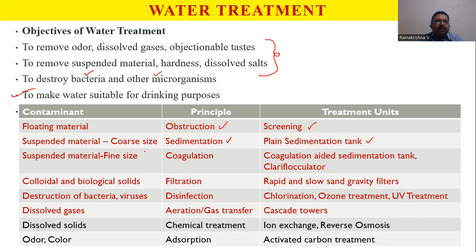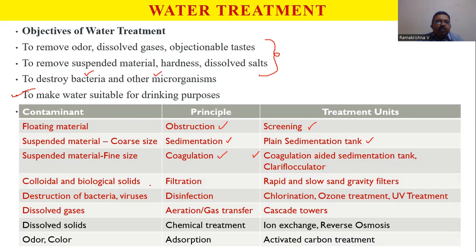Similarly, for the suspended material, fine-sized particles take more time for settling. So therefore, we add some chemicals to aid in the quick settling of the particles. The chemicals which we are adding are called coagulants, like alum and iron salts, and that process is called coagulation. We normally adopt it along with sedimentation, so it is called a coagulation aided sedimentation tank. And the clariflocculator is one such unit, where a clarifier sedimentation tank along with the coagulation system is embedded into it.